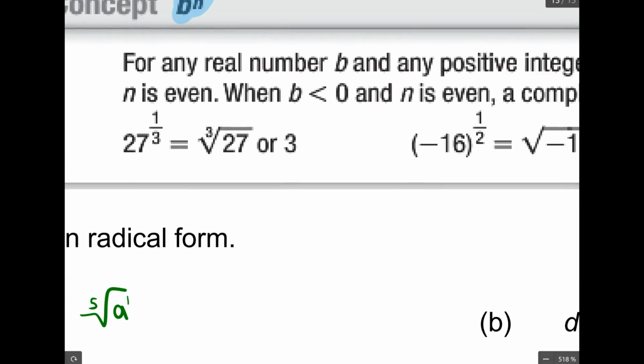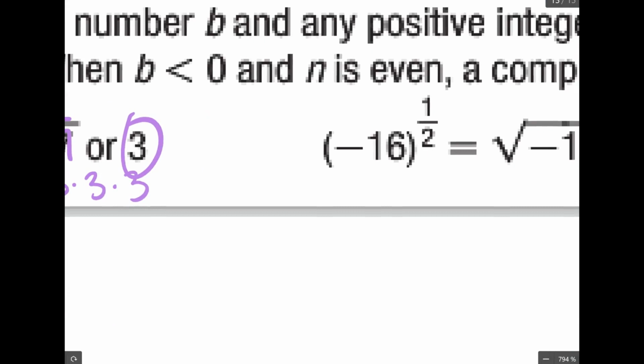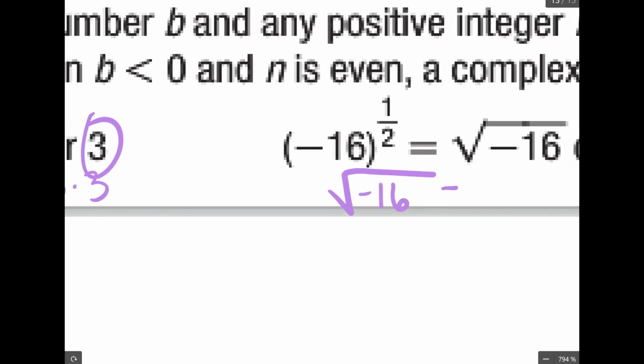So 27 to the 1/3 power is the same thing as the cube root of 27. What times itself 3 times is 27? That would be 3, 3 times 3 times 3. Awesome. And then this -16 to the 1/2, the 1/2 is the same thing as the square root. The square root of -16 is the same thing as the square root of 16 times the square root of -1, and the square root of -1 is i, the imaginary number.